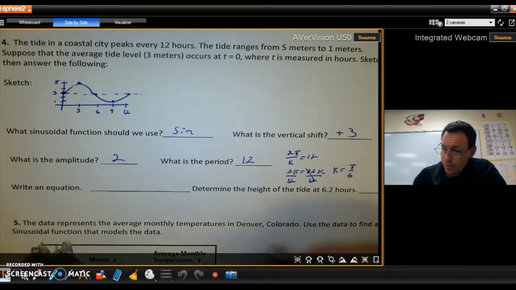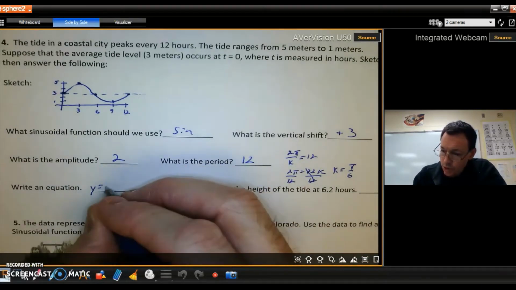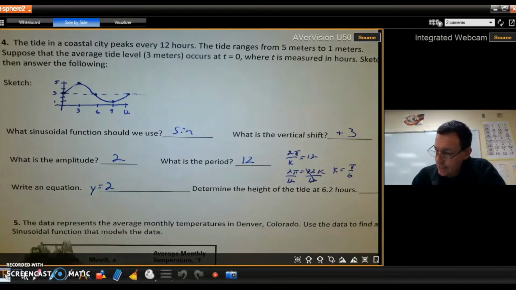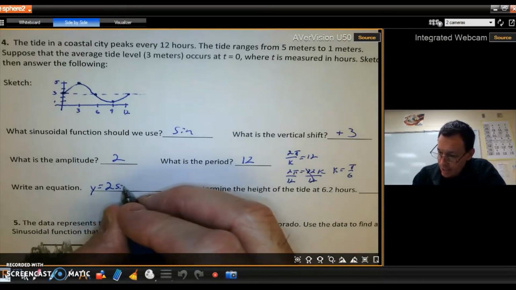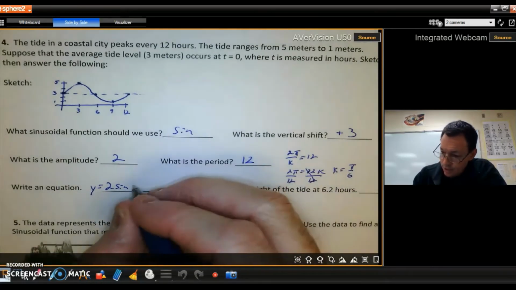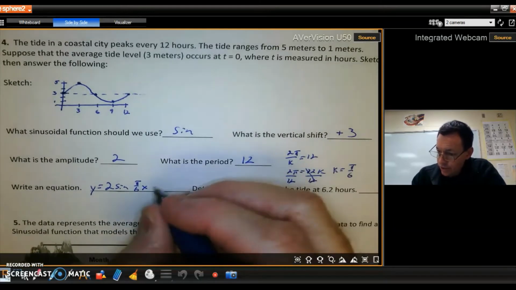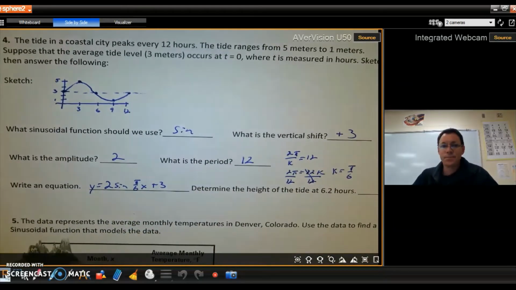That's it. That's everything we need. y equals, what is the amplitude? 2. What do we need next? Sine. Then we need our k value, pi over 6, so pi over 6 x. And then we need our vertical shift, plus 3. That's it. That is our equation. Okay, now another little question here says, determine the height of the tide at 6.2 hours.